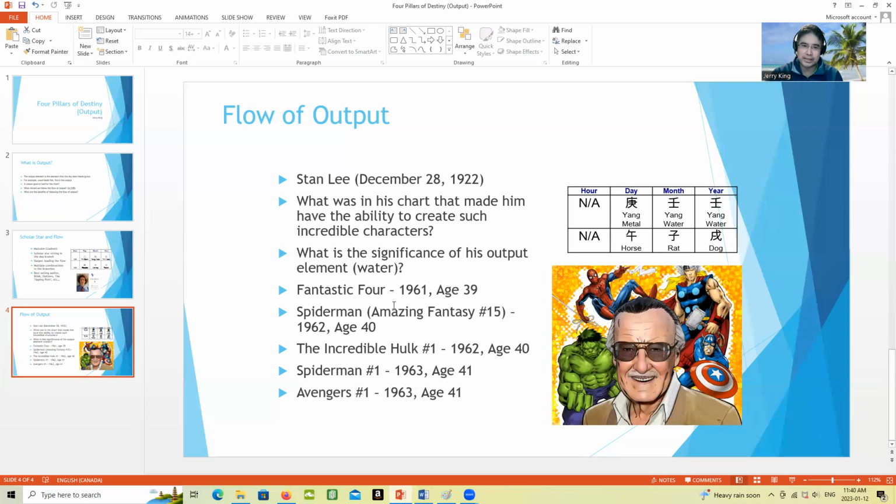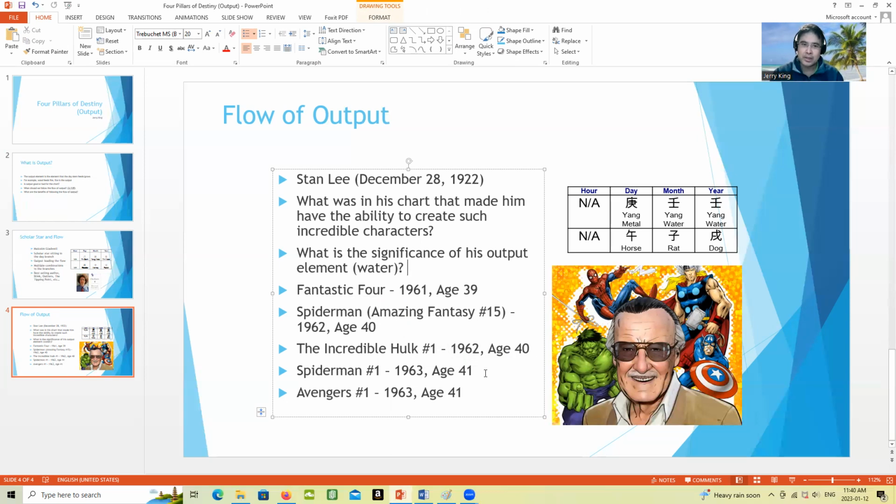So looking at these dates, 1962 is a big one because that's the Yang water Tiger year. And then you've got 1963, which is your Yin water Rabbit. So that generates a lot of output, plus having a rabbit and a tiger underneath. That's wood. That's his wealth element.